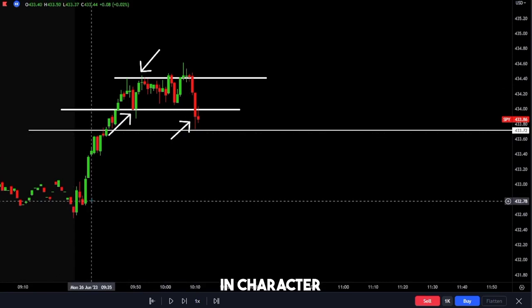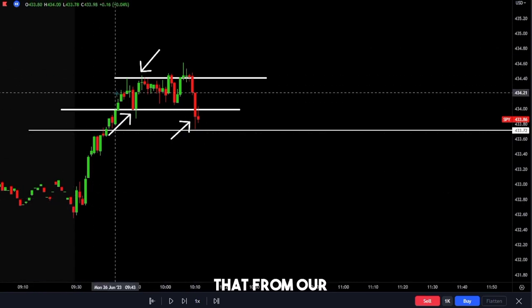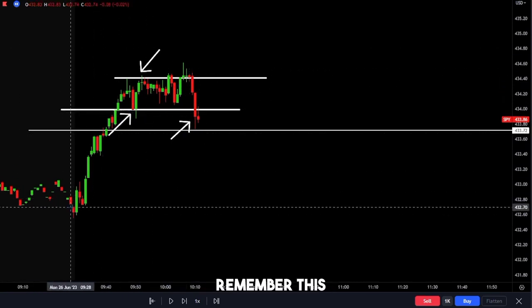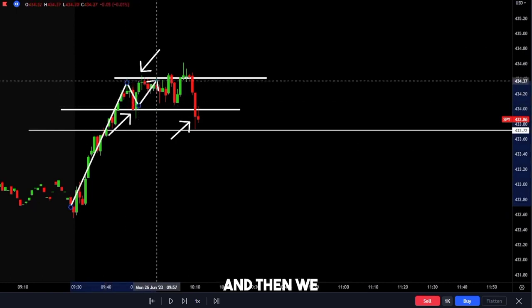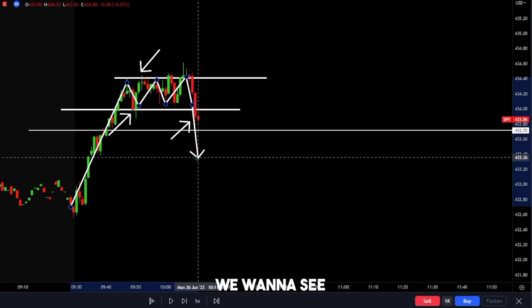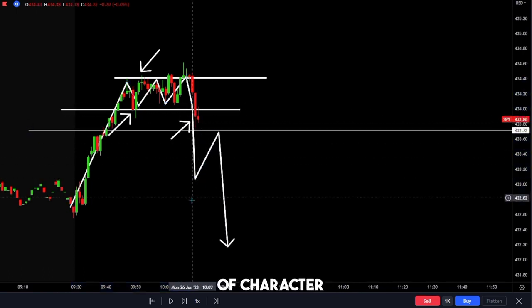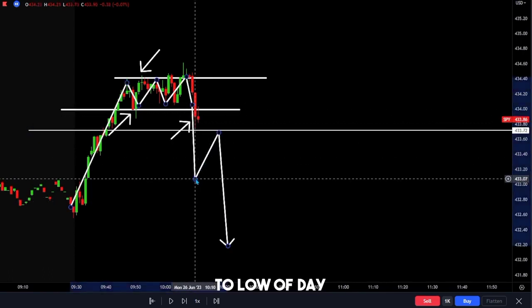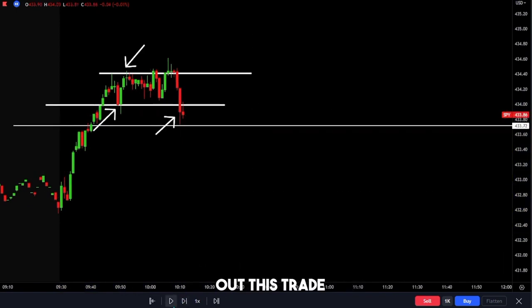And this signifies that change in character. I also want to mention that from our previous slides, if you guys remember, this is an uptrend and then we get sideways action, right? This is just like the slide I showed you guys. And now what we want to see is a break of that change of character and then a move all the way down to the low of day. So let's keep playing out this trade.